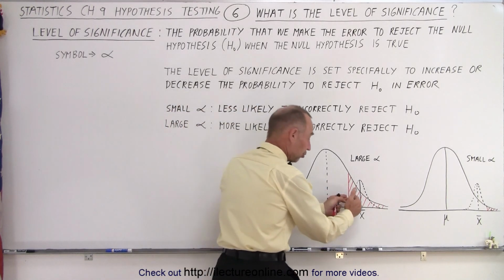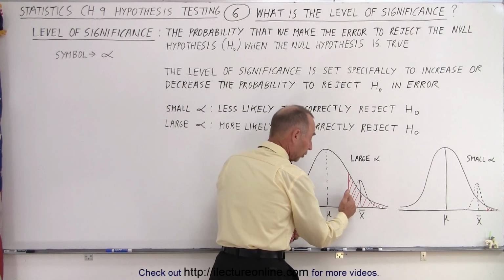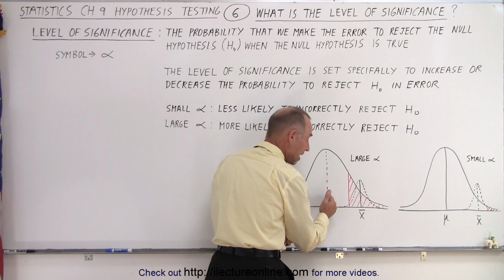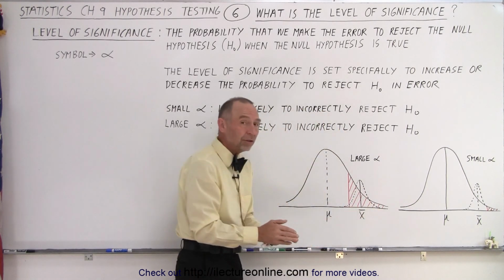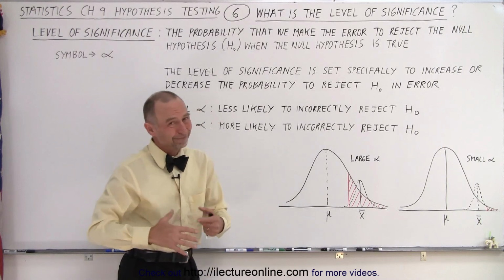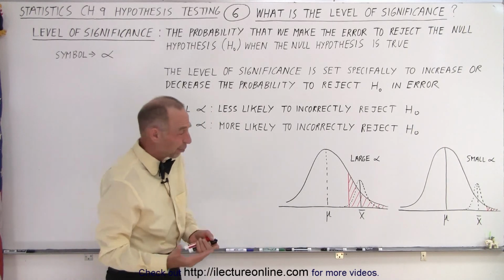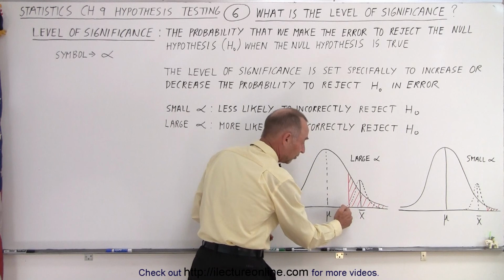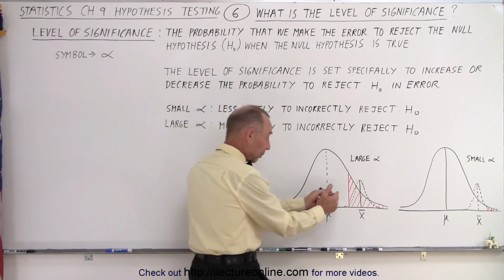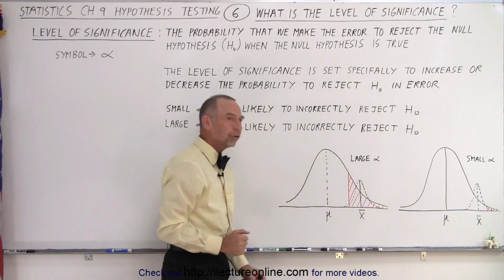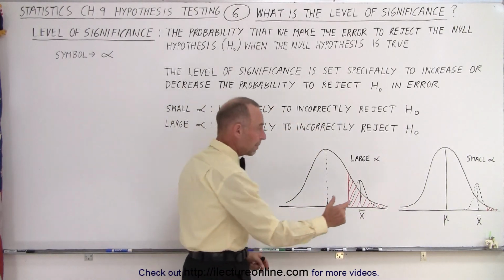But notice, the larger you make this region, the closer this edge here comes to the mean of the population, the more likely the sample will fall into that region, and therefore we'll reject it. And it's therefore more likely the closer this is, we probably shouldn't reject it, but we'll reject it anyway if this region is too large. So it's better to make it small.